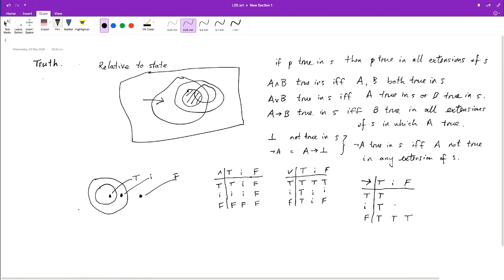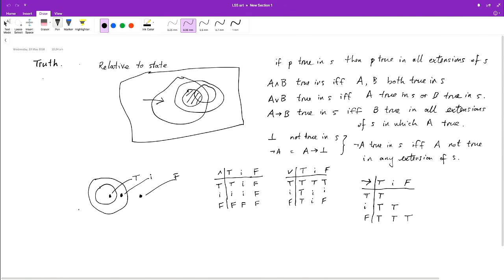What about the middle? What if both A and B are in this intermediate state? Initially neither of them hold, so the inference from A to B preserves truth because it's vacuous. But once we've expanded, well, then B holds. So the inference from A to B preserves truth there. So in that case, this is simply true everywhere.